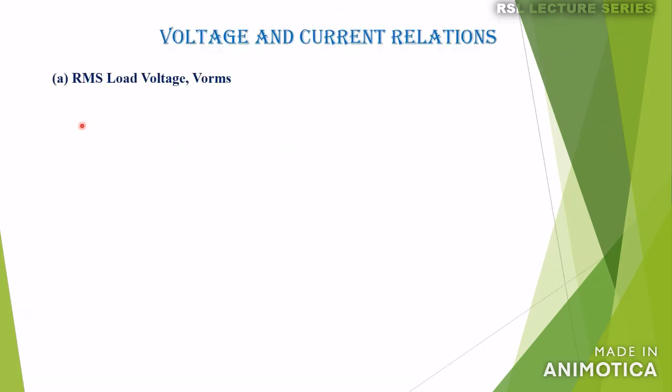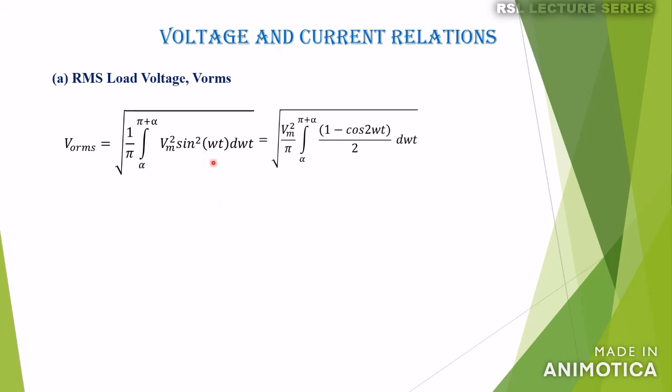So now we'll see the RMS load voltage, V naught RMS. V naught RMS is equal to under root of 1 by pi integral alpha to pi plus alpha Vm square sin square omega t d omega t. Now sin square omega t can be written as (1 minus cos 2 omega t) divided by 2. So we can split this into two integrations. Now we can write under root of Vm square by 2 pi, integral d omega t over the limits alpha to pi plus alpha, minus integral alpha to pi plus alpha cos 2 omega t.